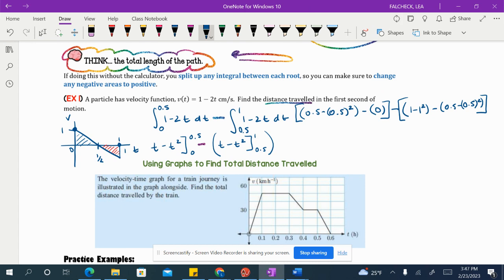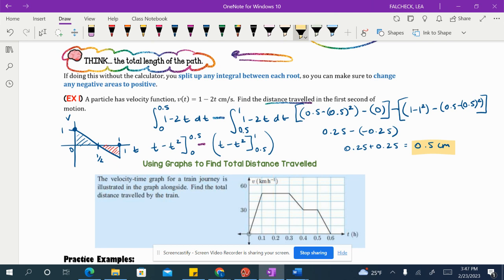0.5 minus 0.25 is going to give me 0.25 minus 0. He disappears. Minus, this is going to be 0 minus the same thing here. This is going to be 0.25. So we have minus a minus 0.25. This would turn into 0.25 plus 0.25. This is going to give us a total distance traveled of 0.5 centimeters.